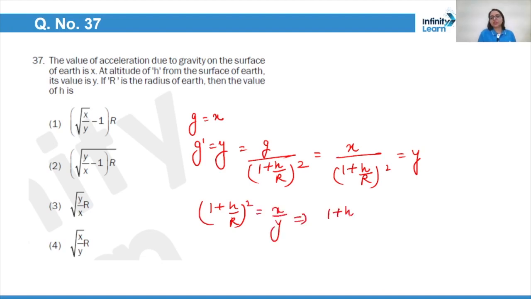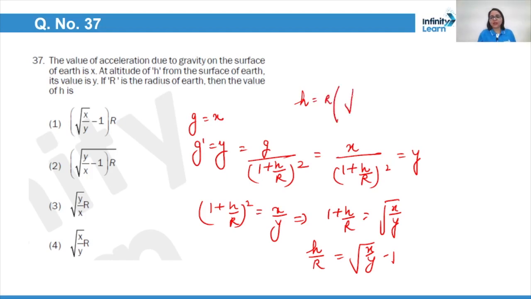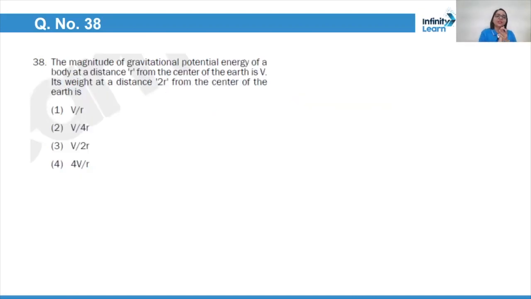So 1 plus h by r is under root of x upon y. Okay, so h by r is under root of x upon y minus 1, right? So from this, we can find h as r into (under root of x upon y minus 1), which is option 1. Question number 38.